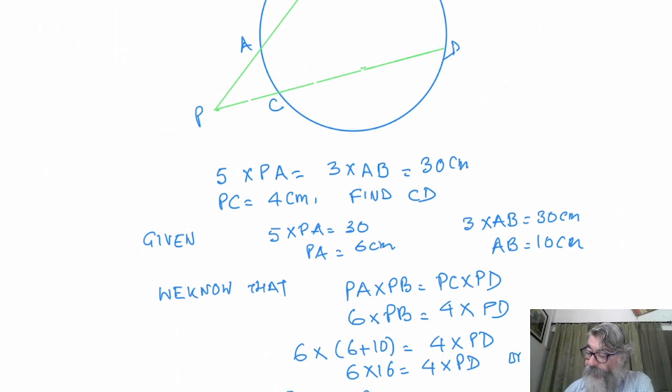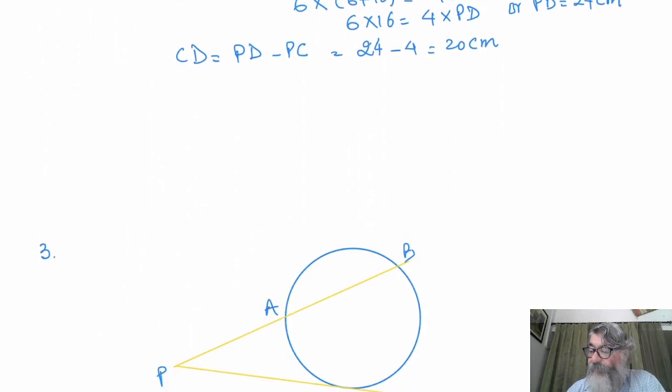PD is 24 and PC is given as how much? PC is 4 minus 4, so it will be 20 centimeter. It is the same thing. The application is the same, except the calculation could be different. We have to apply different things.